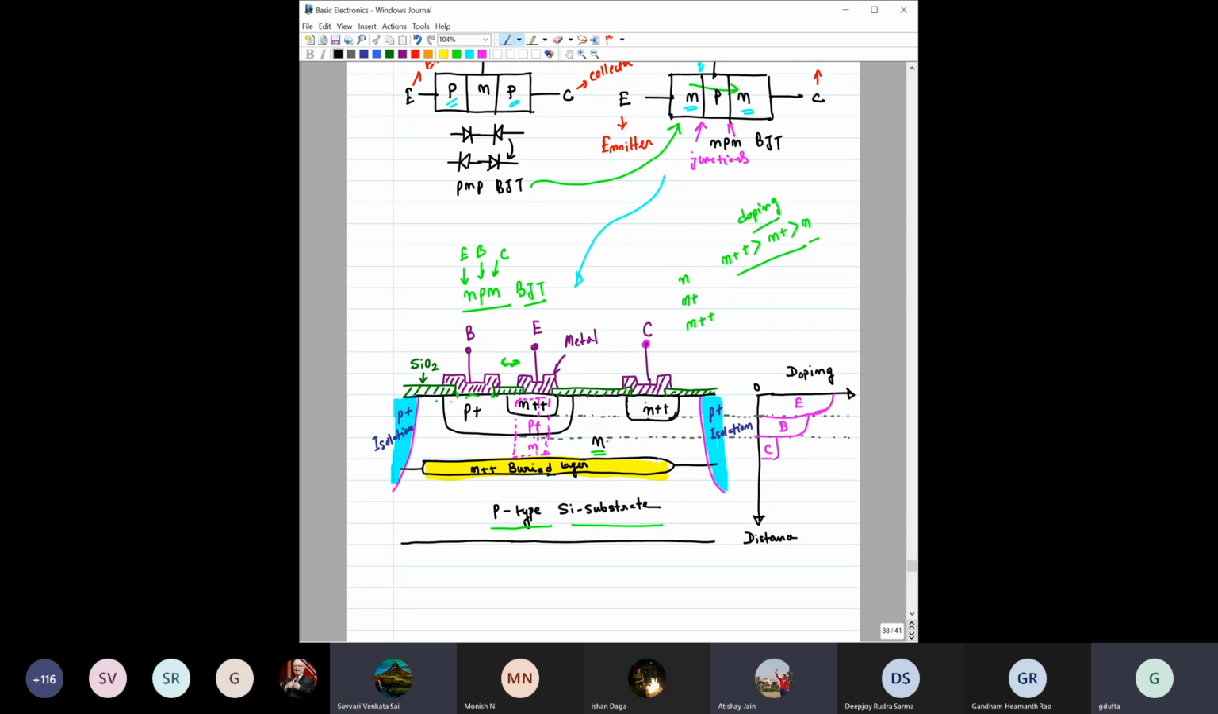Sir, can you repeat the explanation for the buried layer? I mean, the purpose of it. The buried layer is to reduce the contact resistance. So suppose these electrons, here, what will happen is it will forward bias this emitter base junction.